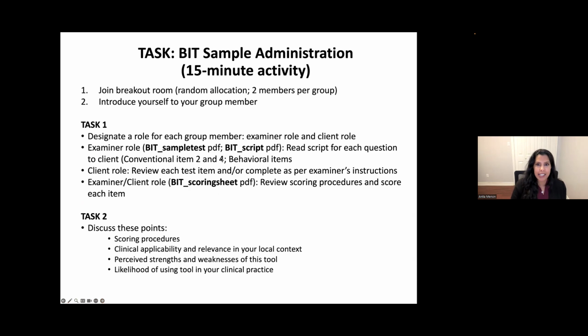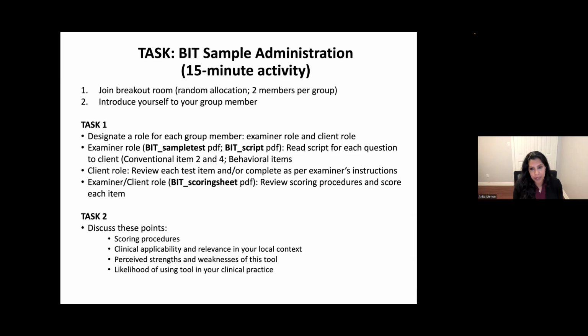So here's the task at hand. What I'd like you to do is to go back into, hopefully you have access to the files for the BIT, and to administer the BIT. So basically, I would like to allocate about 15 minutes for this activity. And so we'll break you out into different groups, into the breakout rooms. And so the idea here is to designate a role for each of the group members.